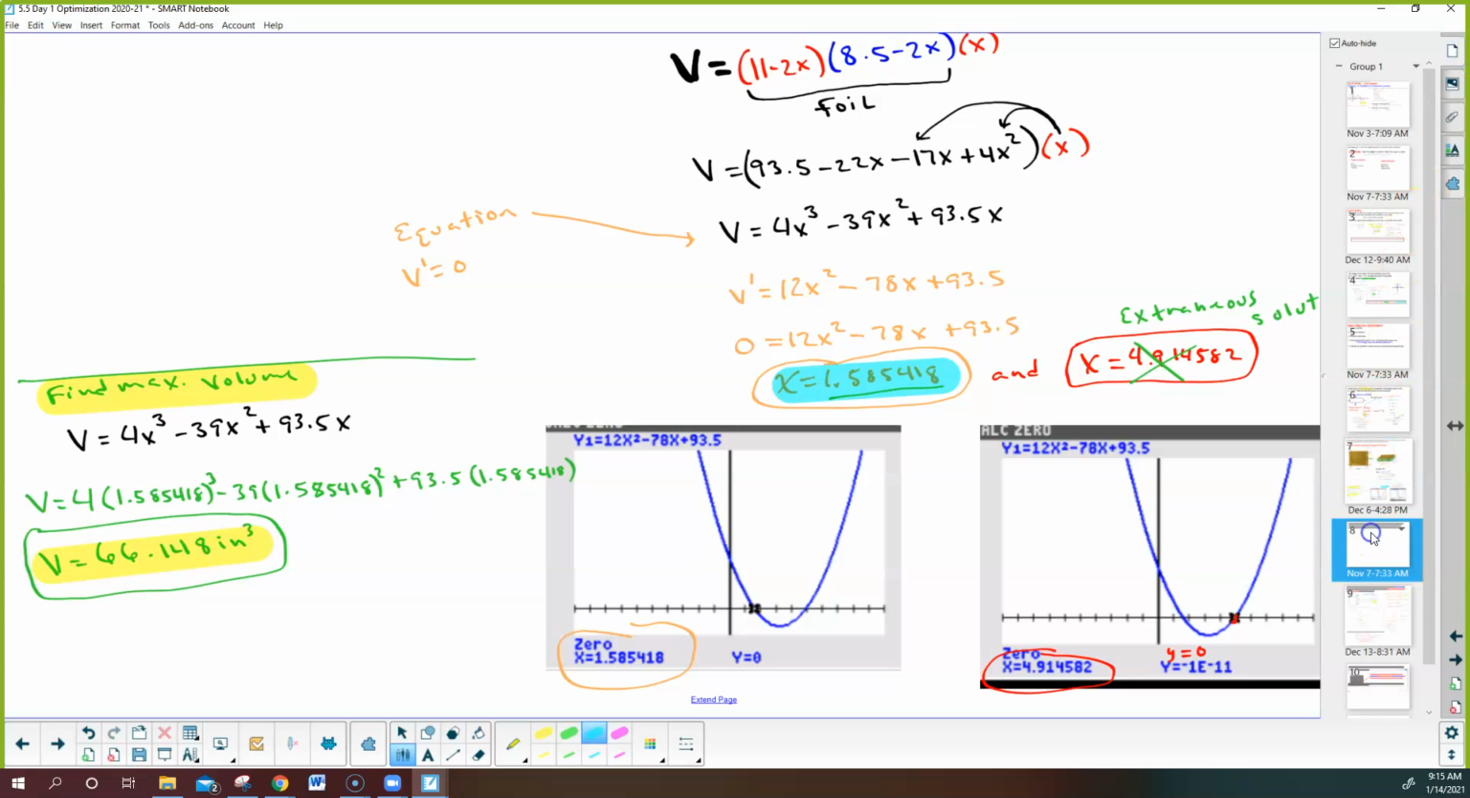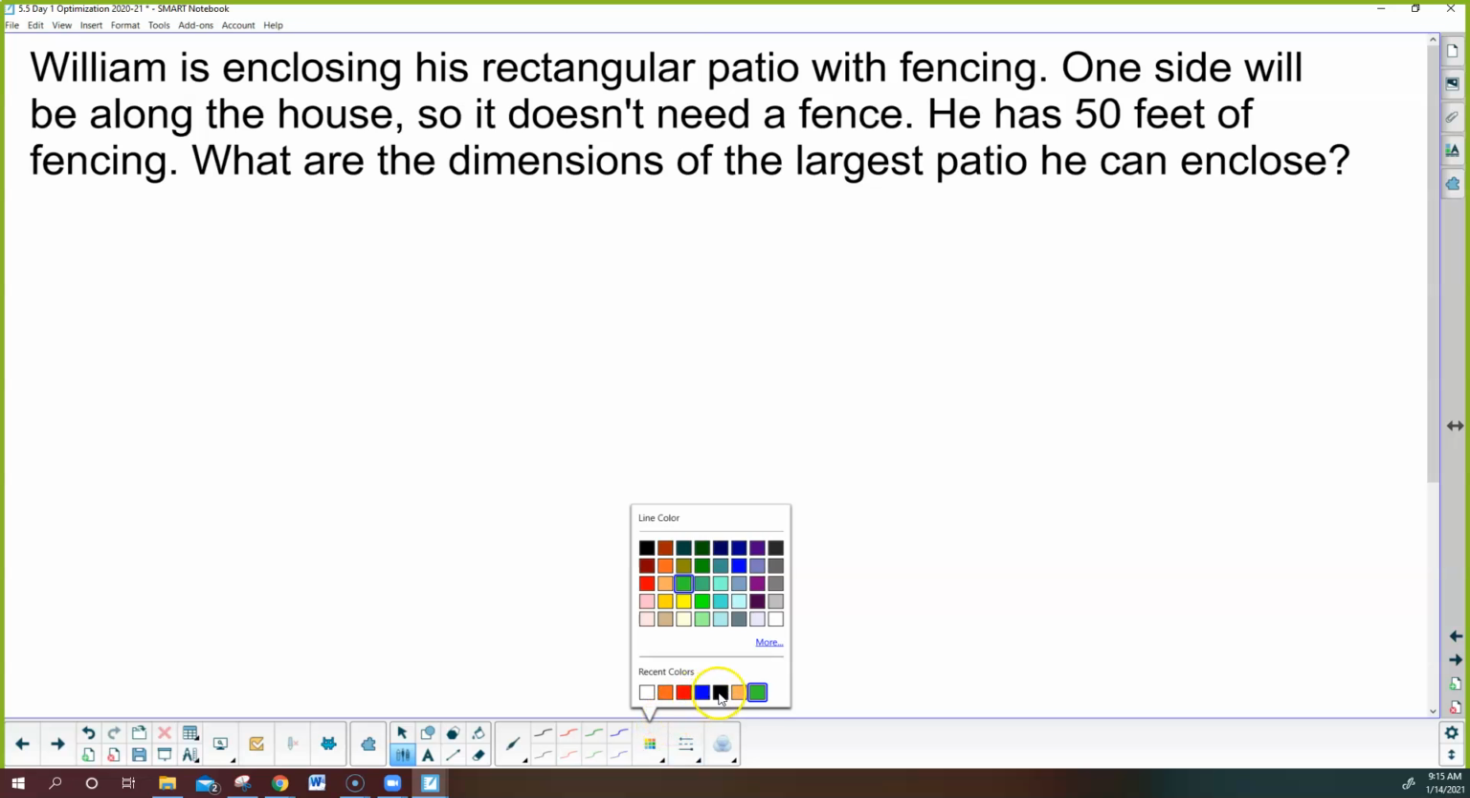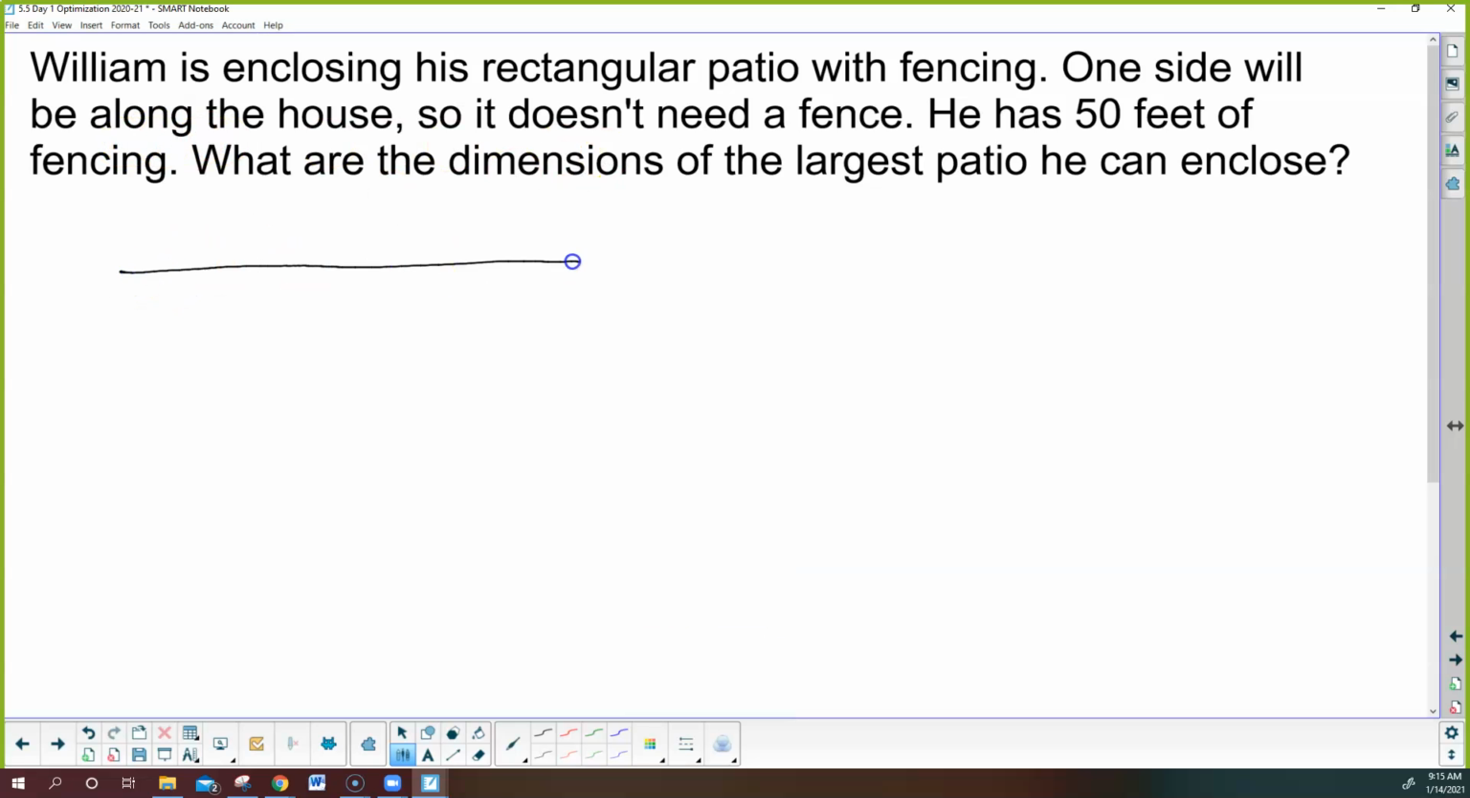All right, last problem. And this is another pretty famous problem. We're going to go over this pretty quick so we can wrap up. It's up to you if you want to write this down. What I would do is I would just draw the picture. Okay? So let's read the scenario. William is enclosing a rectangular patio with fencing. One side is along the house. So I'm going to think, here's my house. And then I've got my fencing, and it's a rectangle.